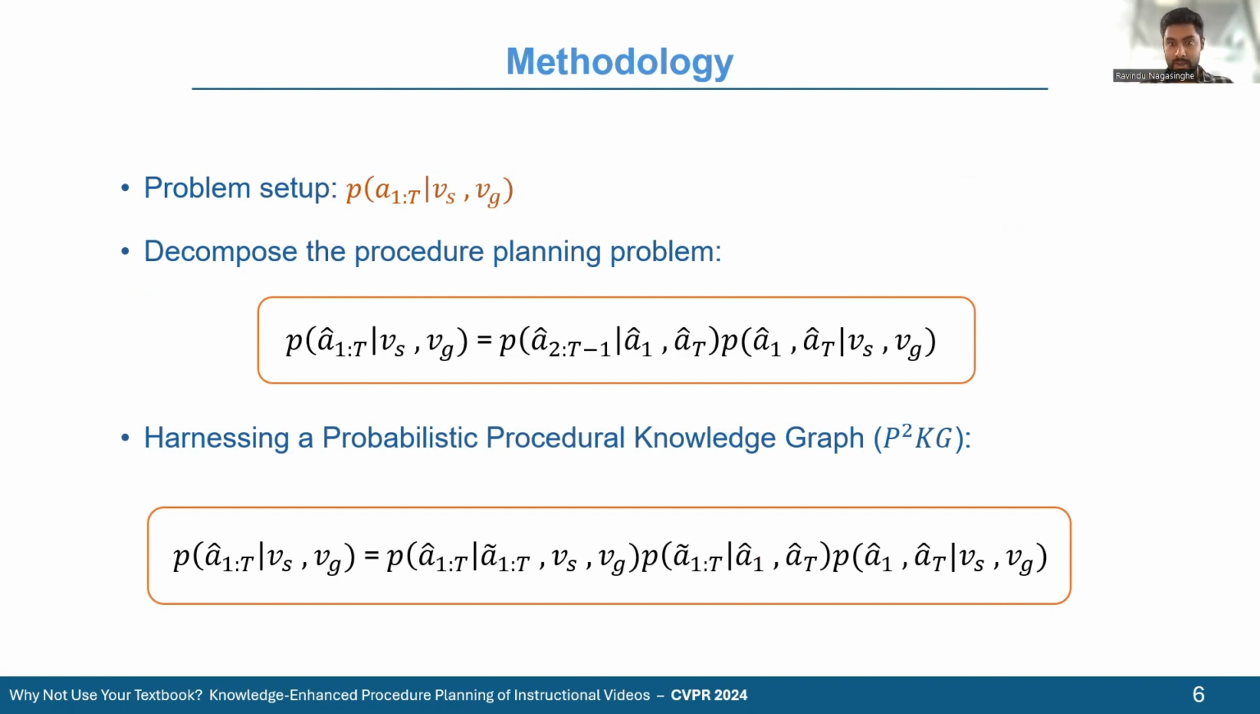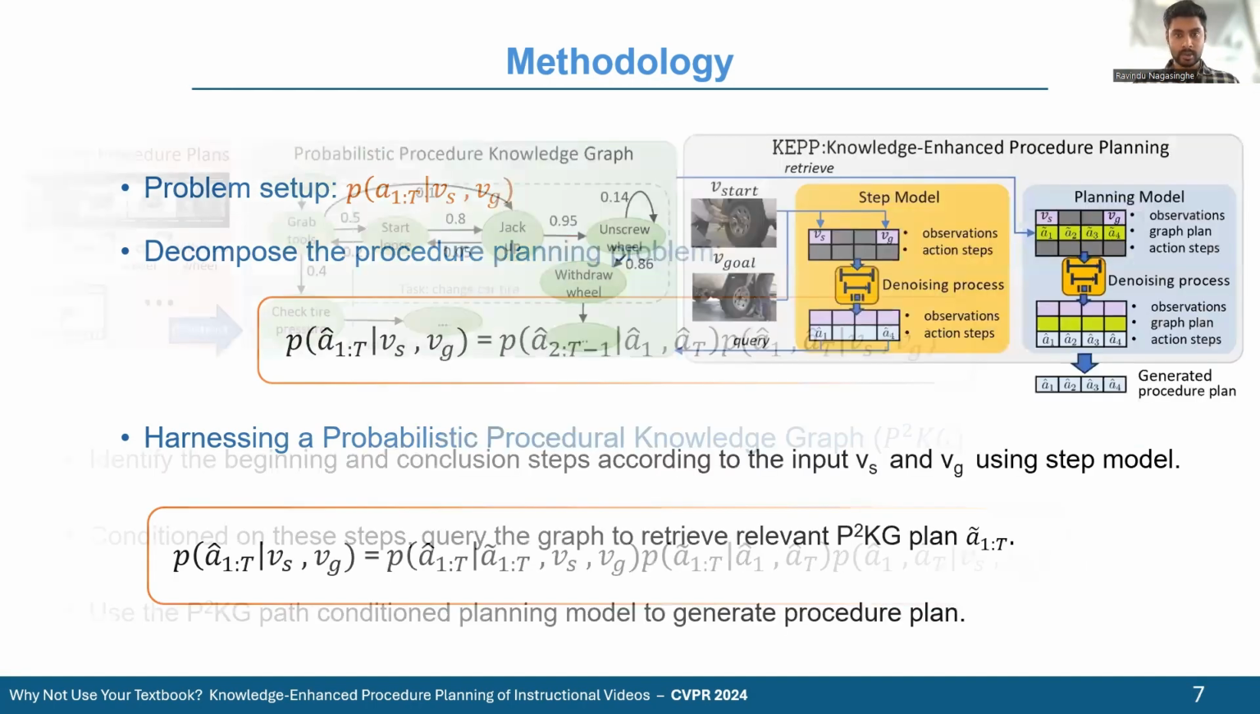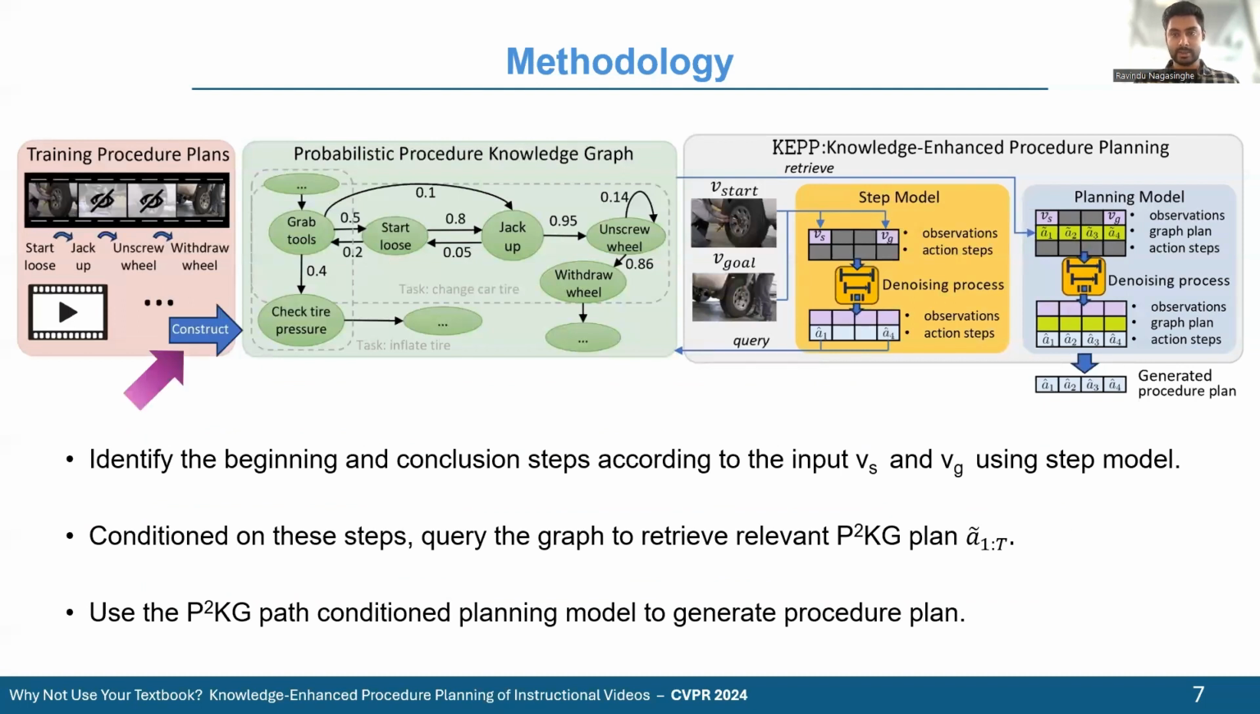Previous studies tackle this by harnessing detailed annotations in the datasets to offer supervision signals. In contrast, to tackle the second subproblem, we propose harnessing a probabilistic procedure knowledge graph, which is extracted from the procedure plans in the training set. Graph paths provide valuable procedure plan recommendations aligned with the training domain, mitigating the complexities of procedure planning. Relying on training dataset paths, we construct a probabilistic procedure knowledge graph.